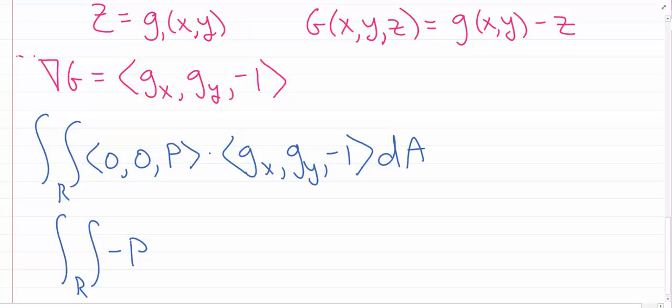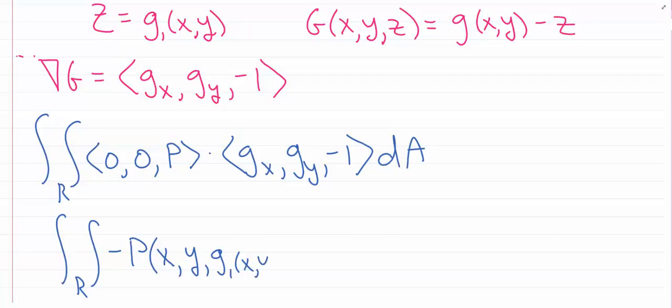Okay, so look, here's what I have now. I have p, but I'm going to put in here what it is. Now remember, instead of just writing p, p is a function of x, y, and whatever z is. Well, in this case, z is g1 of x, y, and I do need to put that in. Okay, and then dA. Does everybody see that? Any questions about that?